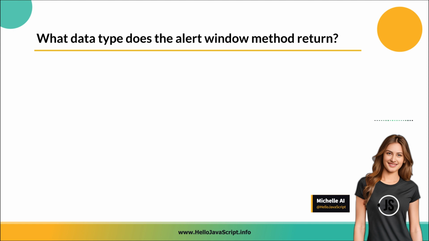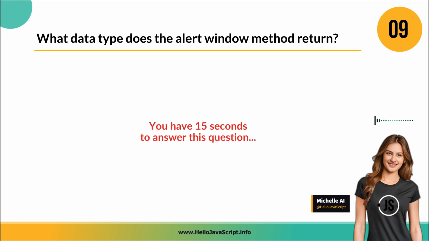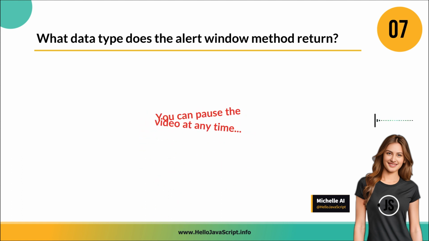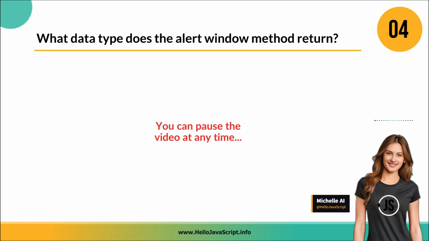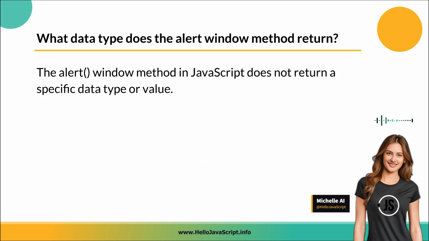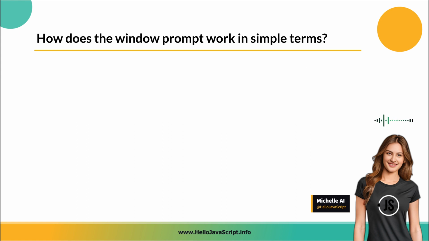Let's move on to the next question. What data type does the alert window method return? Here is the correct answer to this question. The alert window method in JavaScript does not return a specific data type or value. Here's the next question. How does the window prompt work in simple terms?